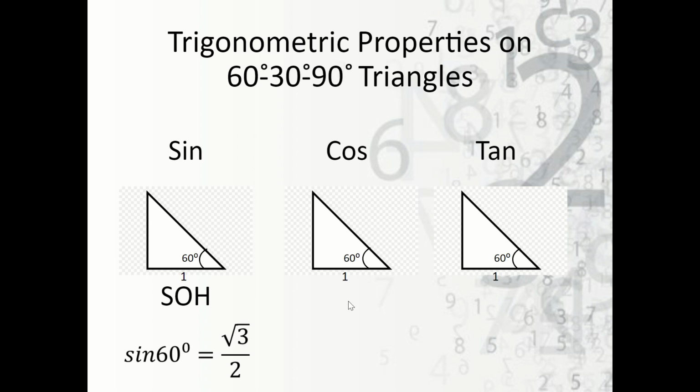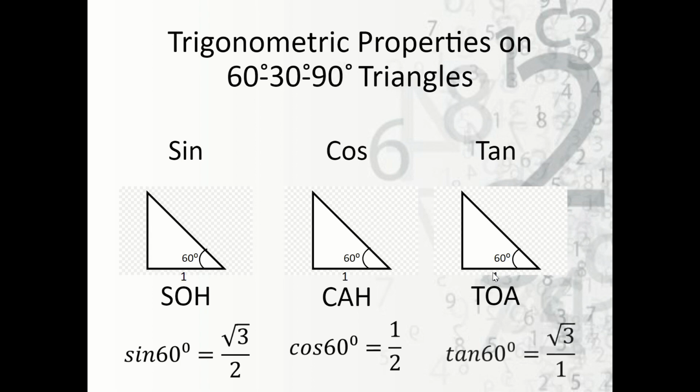Now cosine, remember that cosine is adjacent over hypotenuse. So we're finding this 60-degree angle. This one's our 30. So for the 60 degree angle, the adjacent side is 1. And the hypotenuse should be 2. So it should be 1 over 2. And tangent, remember, is opposite over adjacent. So the opposite is square root of 3. The adjacent is 1. So it would be square root of 3 over 1.